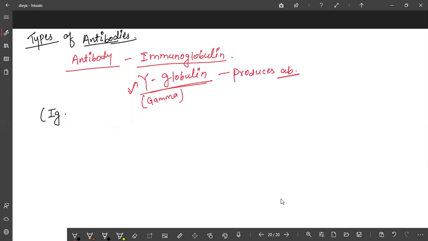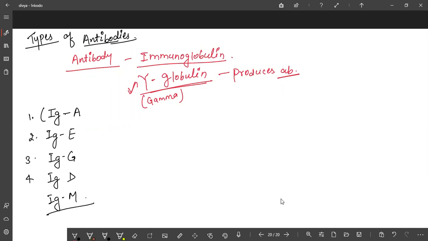So some types are there: IgA, IgE, IgG, IgD, and IgM. So how many types of antibodies are there? Right. Five. IgA, IgE, IgG, IgD, IgM.